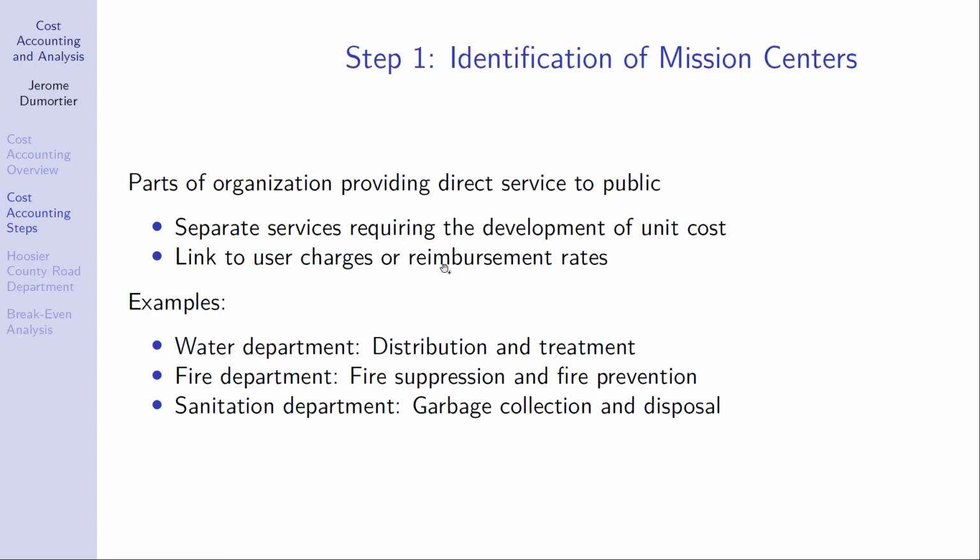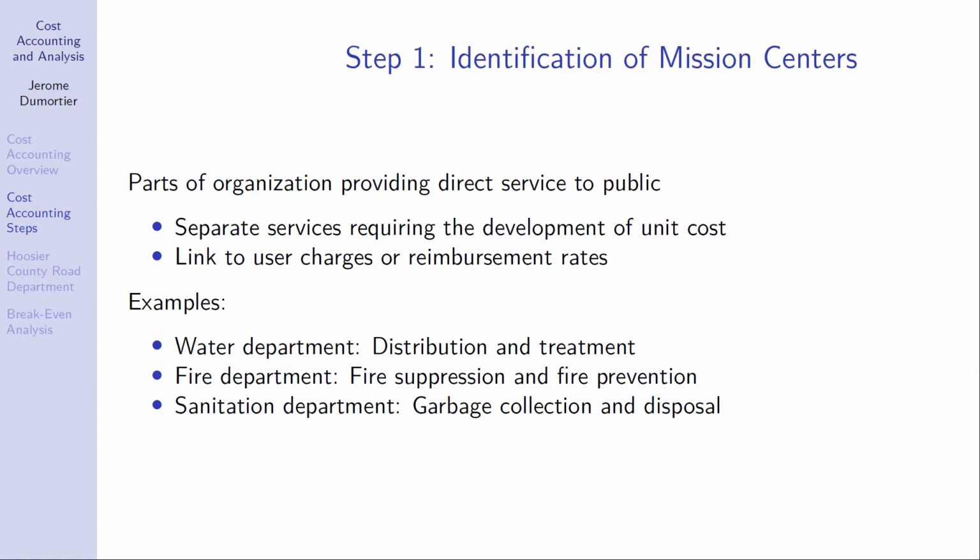First, in the first step, you have to identify the mission centers. Those are basically the parts of the organization that provide direct service to the public. If you are providing separate services, then you have to develop a unit cost for each service provided. Usually, those mission centers also serve as a basis to determine user charges or reimbursement rates.